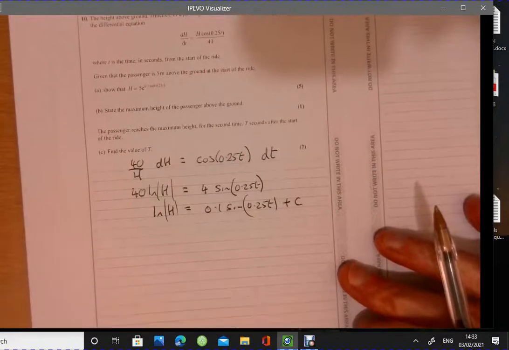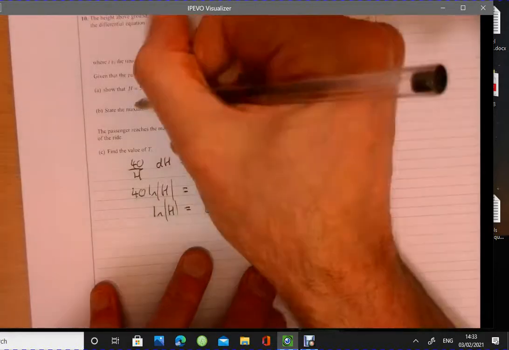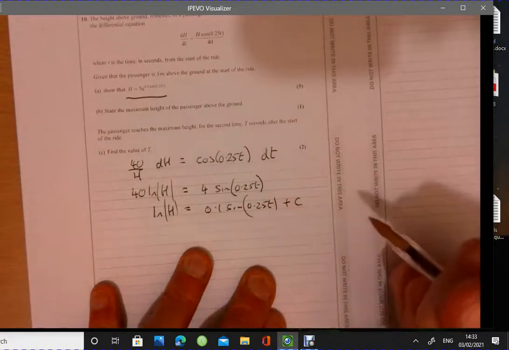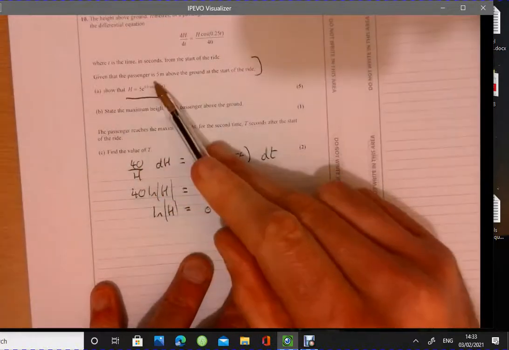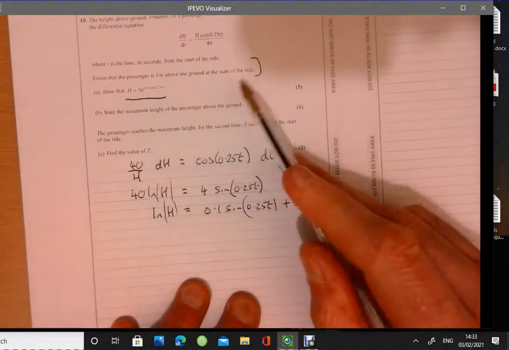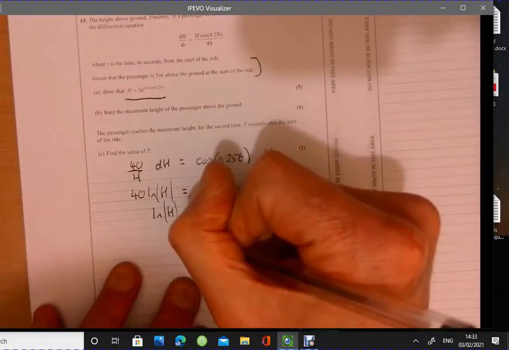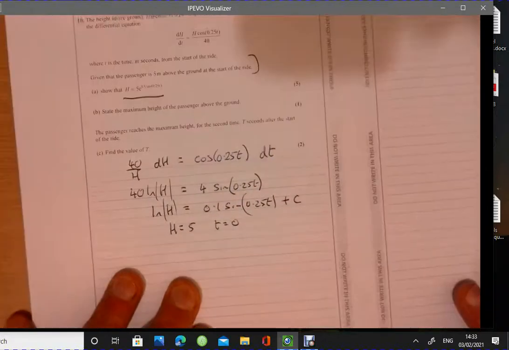So what are we going to do next? Hey, wait a minute. We're trying to show this thing just here, but look at the information that we're told. Why has it told me this information? Well, look at this here. It says given that the passenger is 5 meters above the ground at the start of the ride. So what does that mean? That means h is 5 when t is equal to 0.